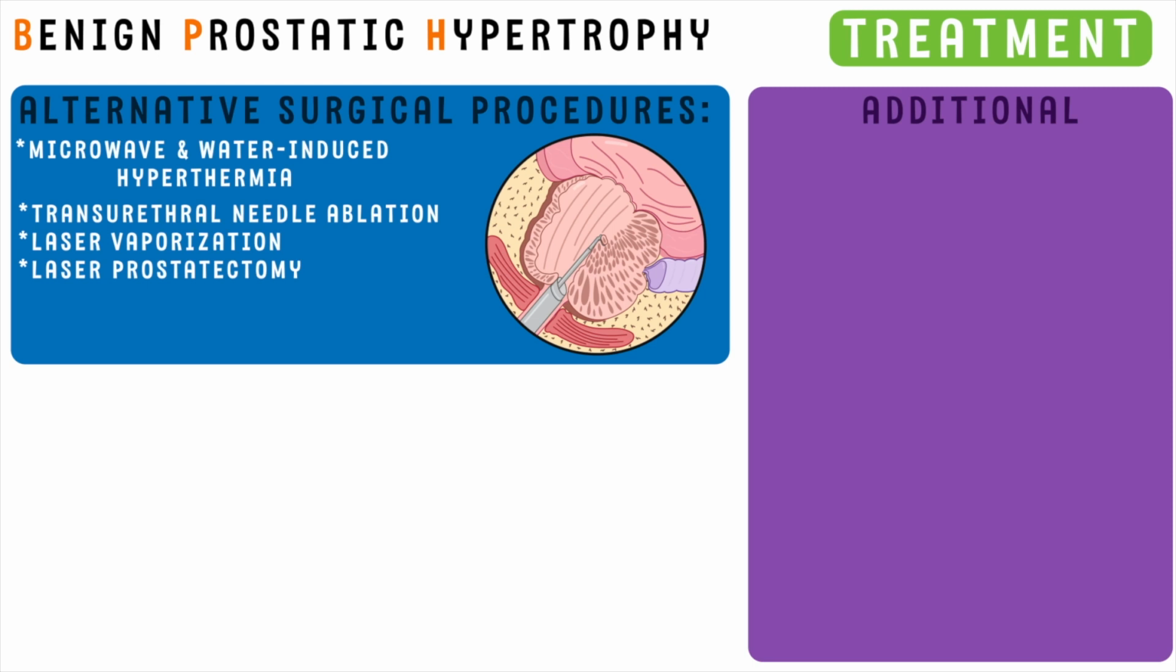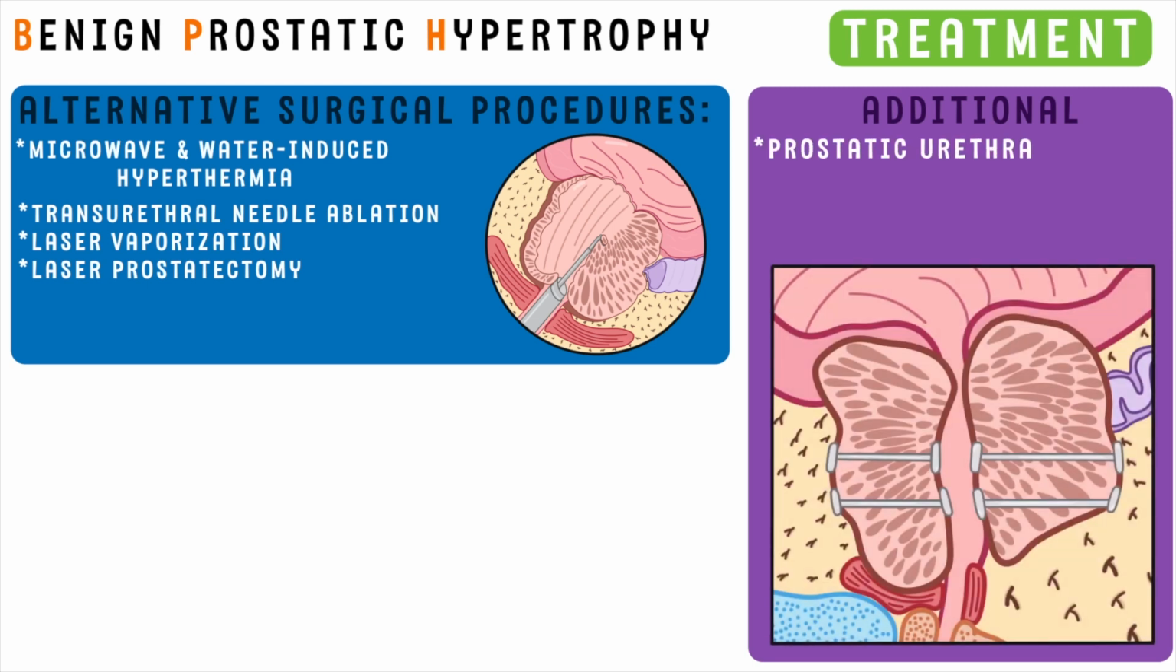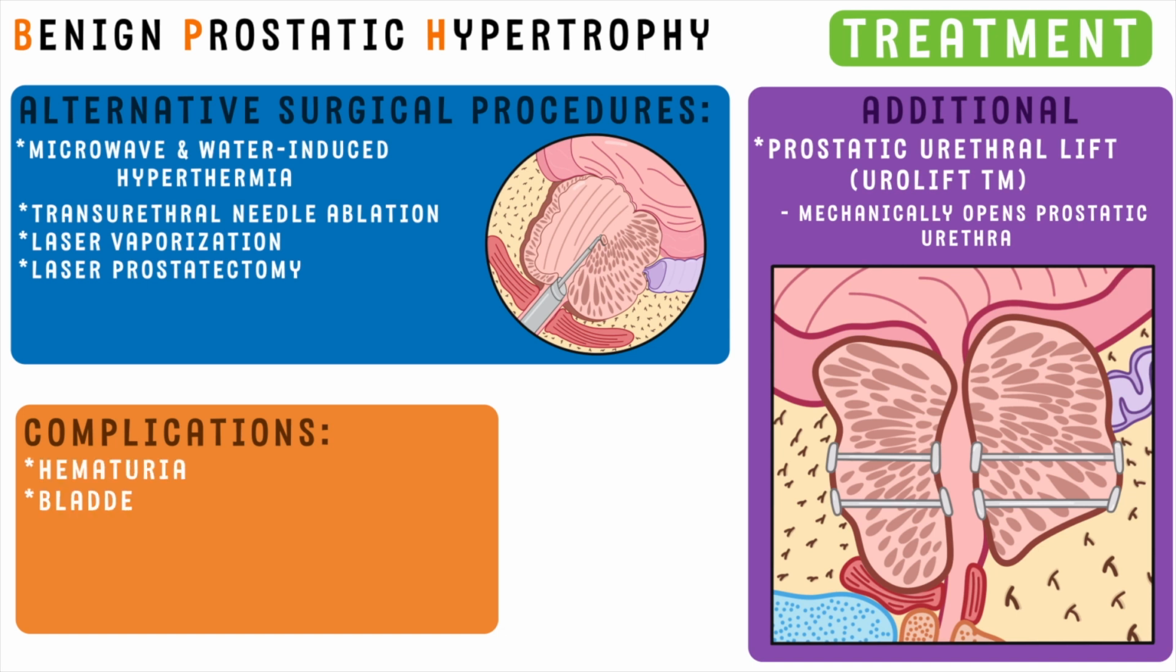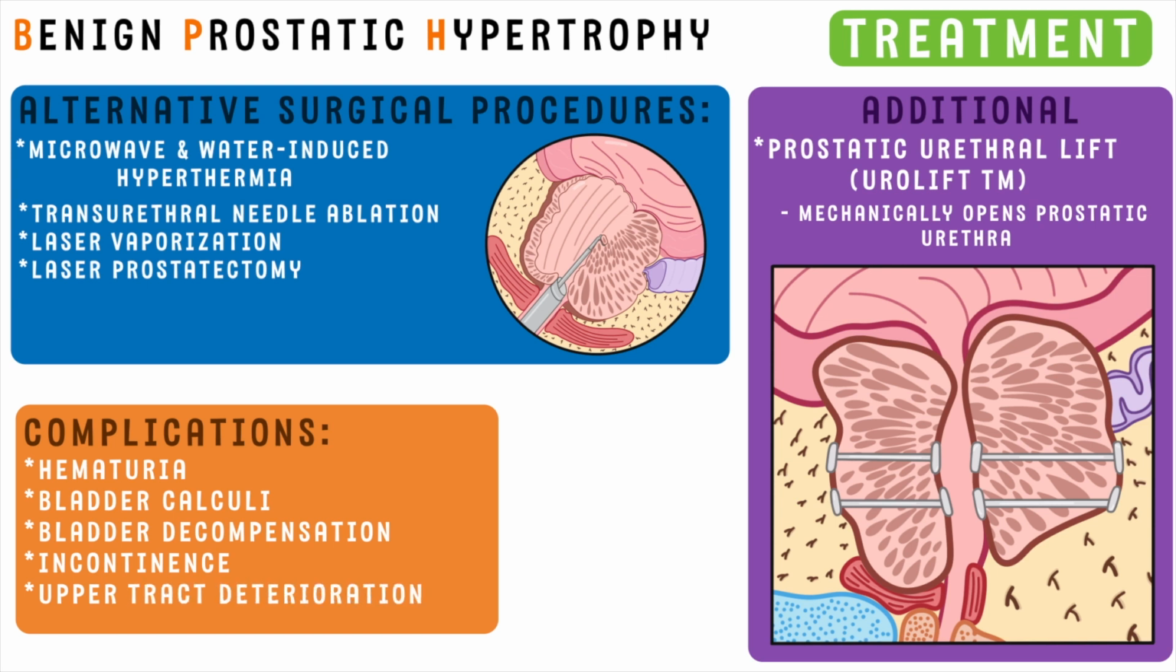In addition to therapy, a prostatic urethral lift may be used. This device mechanically opens the prostatic urethra. It is placed transurethrally under cystoscopic visualization, separating the encroaching prostatic lobes. Complications may occur if the patient is not treated, and include hematuria, bladder calculi, bladder decompensation, incontinence, and upper tract deterioration.